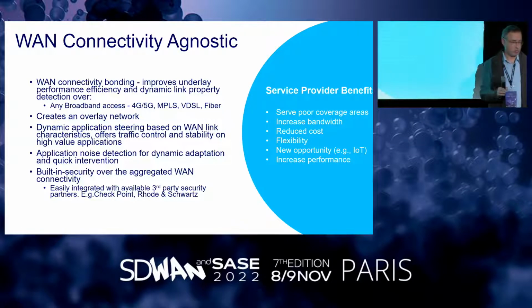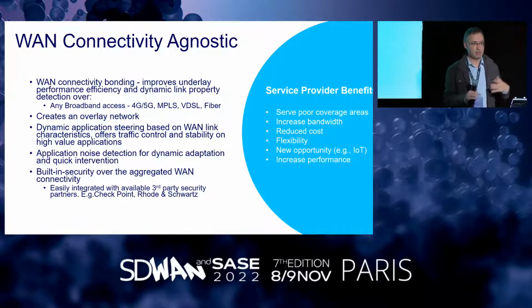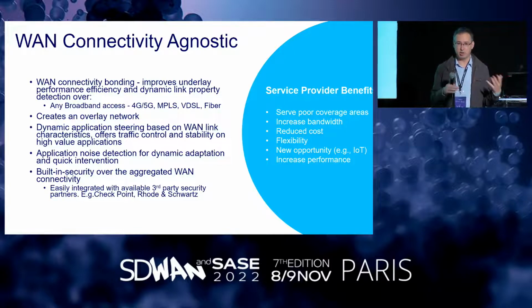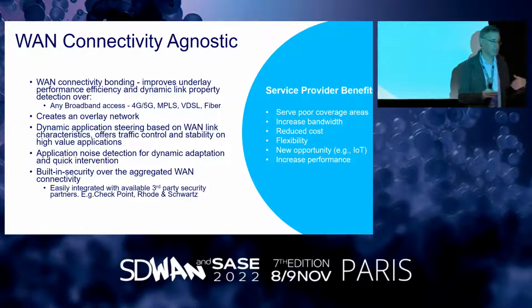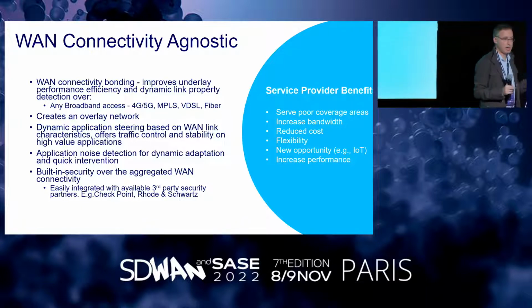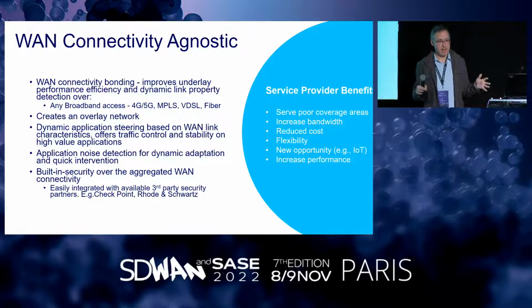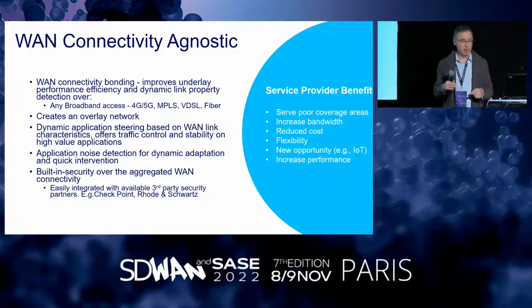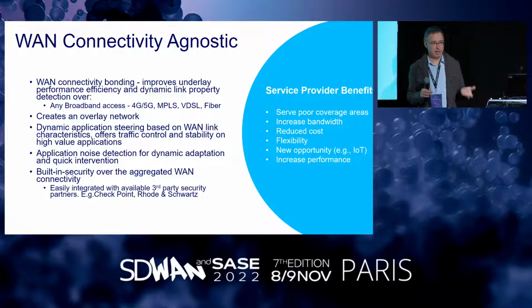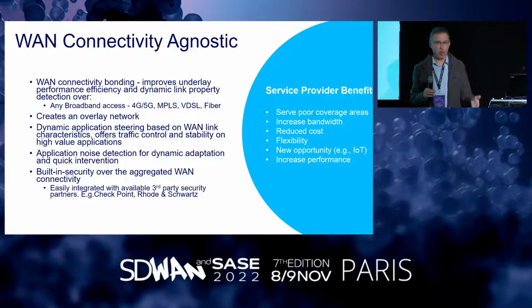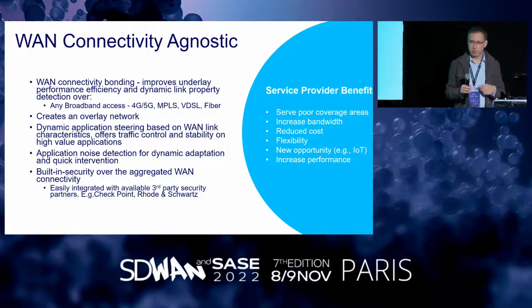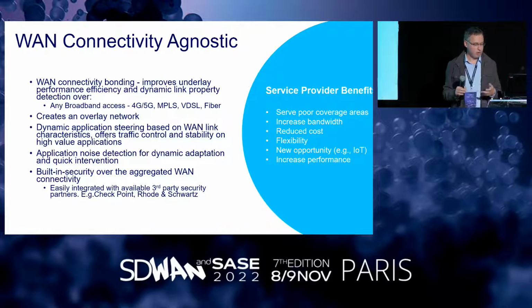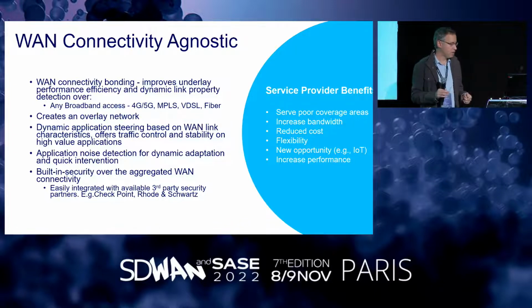So I think it is quite obvious that if you are WAN link agnostic and you can use any WAN link, and you can use several WAN links at one point, you can serve poor coverage areas. This is what we did with public safety. We can increase the bandwidth because we use these aggregated links efficiently. We reduce the cost because we can choose the most economical way to move the packets at any time. We provide flexibility, new opportunities, for example this case of IoT, and increase the performance overall.